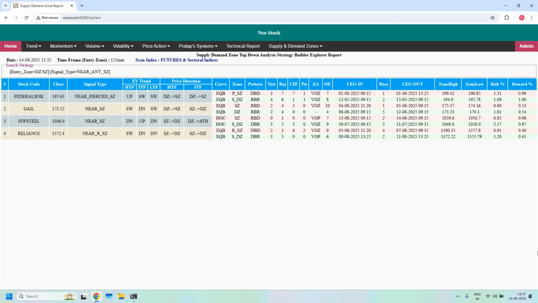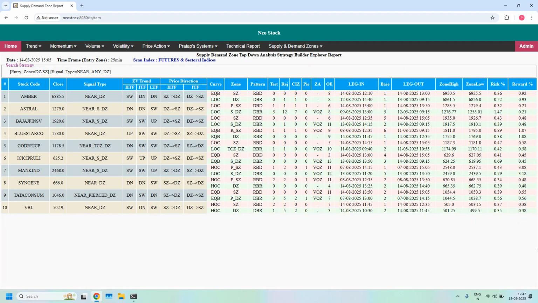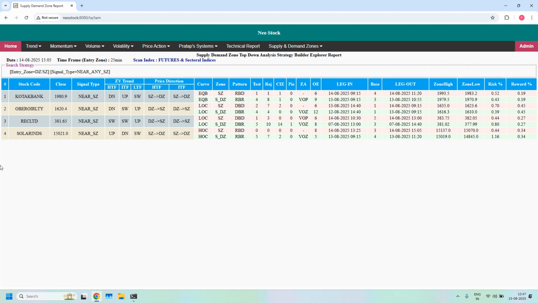Next time frame 75 minutes already generated in the beginning of the report. So the next time frame is 25 minutes. Stocks near to the 25 minutes demand zone, we got 10 stocks. Next, stocks near to the 25 minute supply zone, we got 4 stocks.